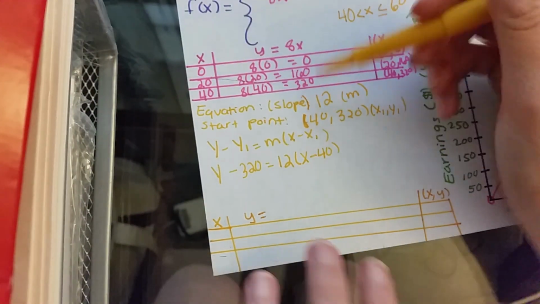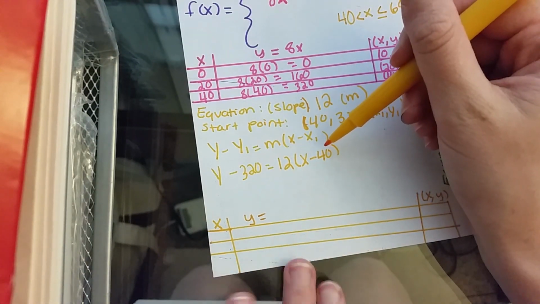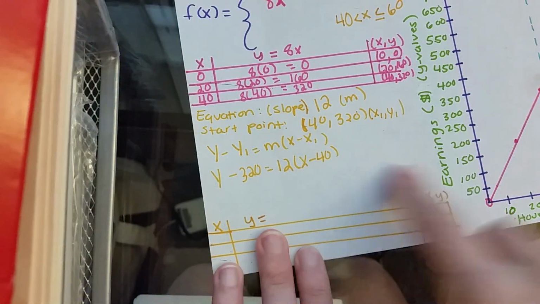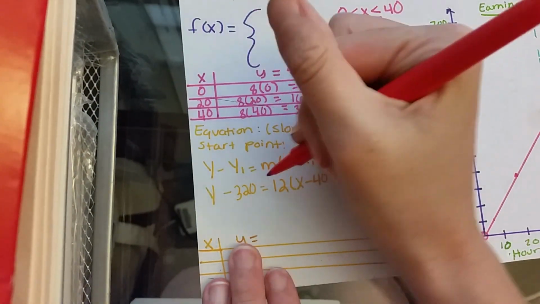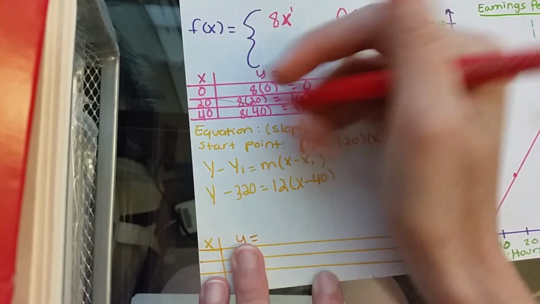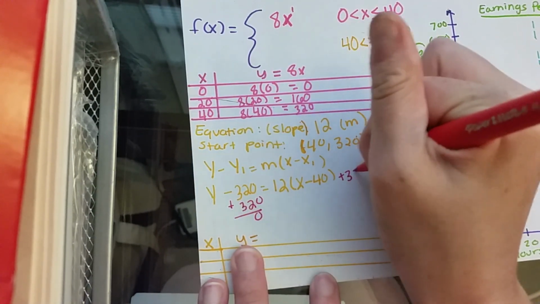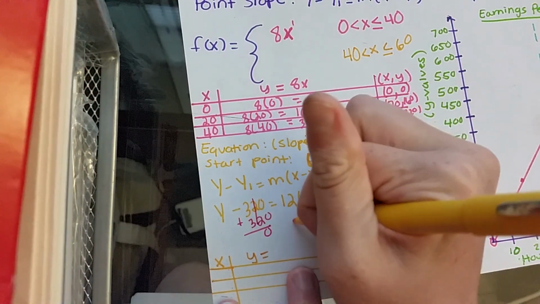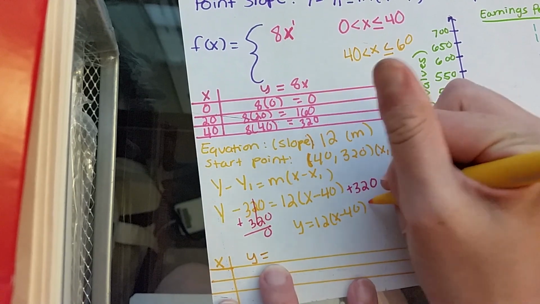Alright, now usually when you solve an equation, you're going to distribute out the 12 first. But we're not even going to do that. I'm not going to make you do that, to make your lives a little easier. All we're going to do is get y by itself, so we need to bring the 320 to the other side. To bring negative 320 to the other side, you do the opposite, so we're just going to be adding 320 to the other side. This will cancel out, turn to 0. My final equation that we'll be using is y equals 12 times x minus 40 plus 320.